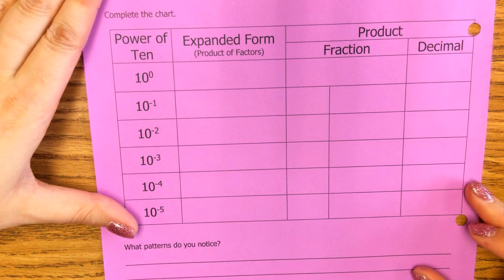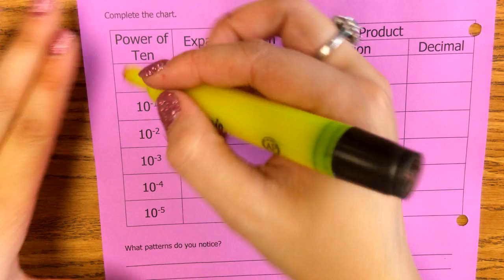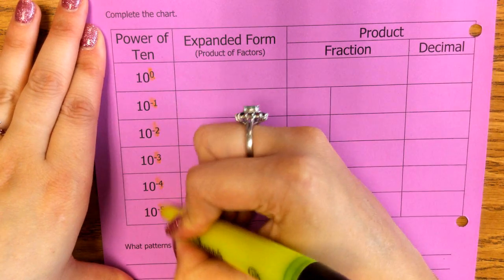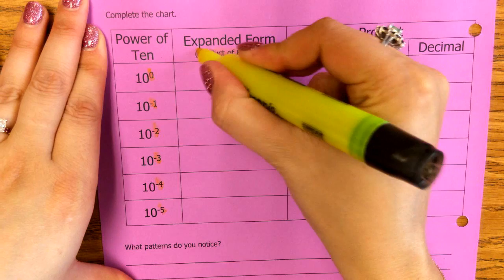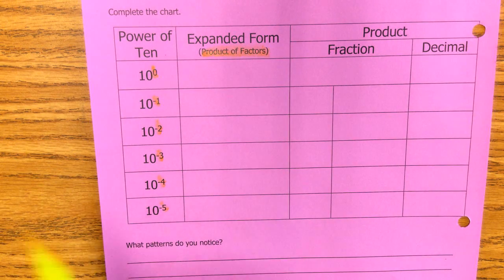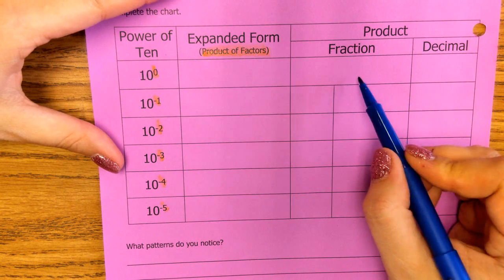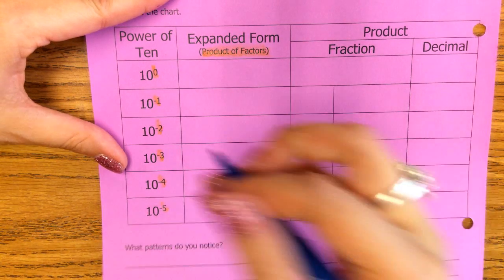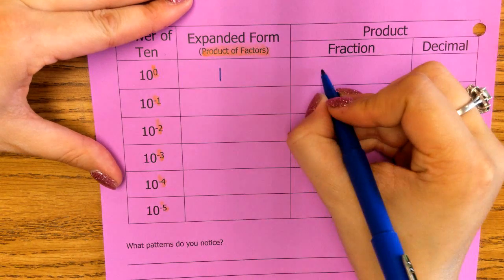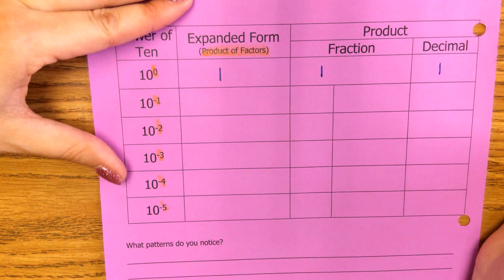All right, so same type of chart here. We've got powers of 10, so I'm going to get my exponents. We again have products of factors in that expanded form. And then we have the actual product. So that's the answer here, a fraction and a decimal. So we just said 10 to the 0 is 1. So the fraction for 1 is just 1 whole, and the decimal is simply 1.